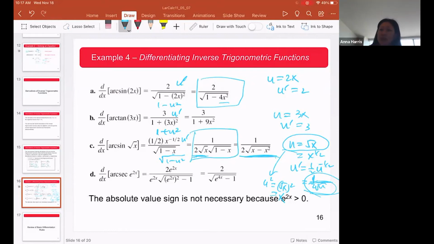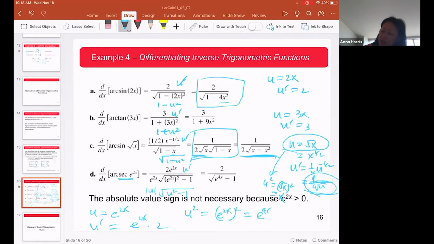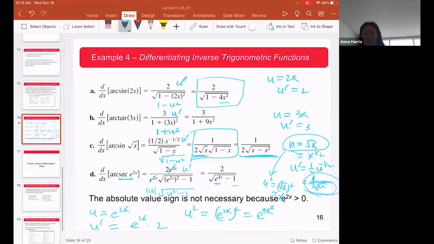Okay, that'll be fine. Next one, arcsecant. Now it's secant. So my u is equal to e to the 2x. U prime is e to the 2x times 2. That's my u prime. So I'll put the u prime here. The formula says u and then square root of u squared minus 1. So what does my u squared mean? E to the 2x, square that, which gives you e to the 4x. So you have square root of e to the 4x minus 1 and divided by 2, okay, because this and that cancel out. So that's why you have that. All right, I just simply plug into the formula. That's what I just did.